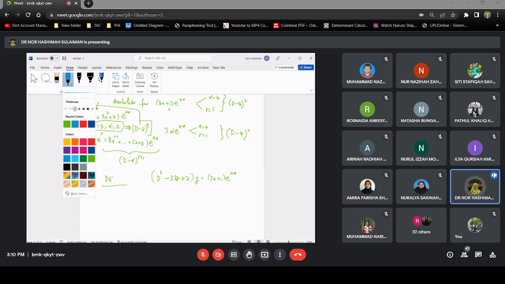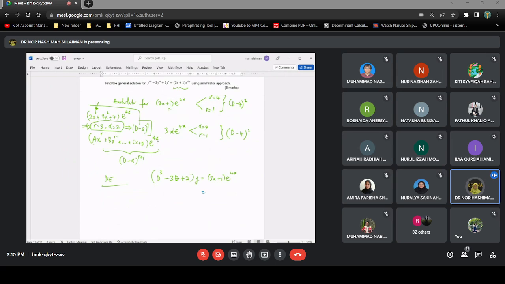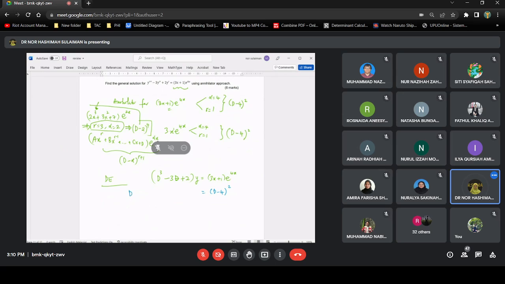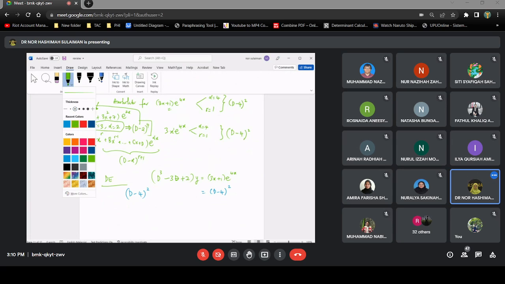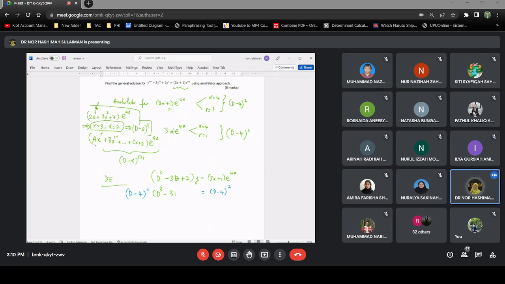Okay, so you have what? You know that this is the annihilator. So maknanya you apply annihilator on both sides. At D minus 4 squared, kat sini pun ada D minus 4 squared, alright? And then you just write down the original equation as such. So you have D cubed minus 3D plus 2 with respect to y, yang ini adalah 3x plus 1 e to the power of 4x. Okay, definitely the expression on the right hand side akan jadi kosong. So maknanya you akan ada D minus 4 squared.